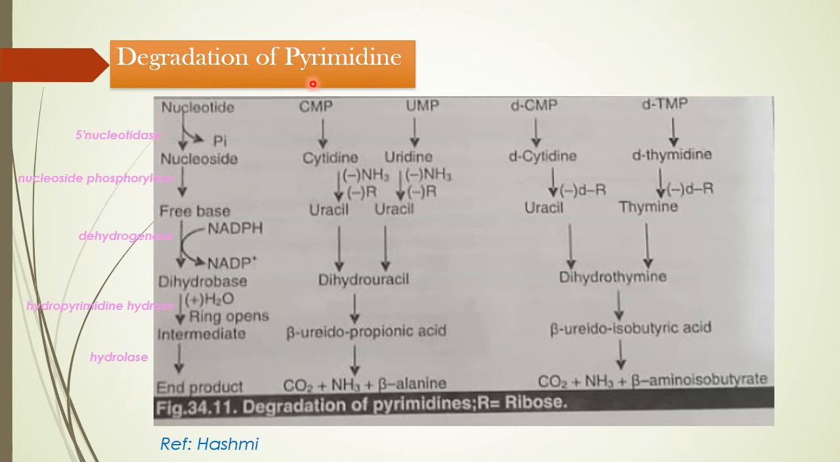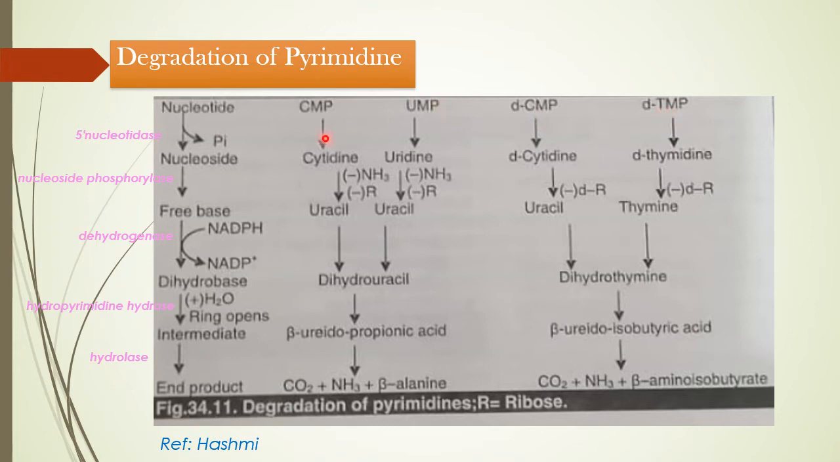Okay, this is the complete protocol for the degradation and breakdown of pyrimidine. Here is the general sequence for the pyrimidine nucleotide, and these are the specific pyrimidine nucleotides which can also undergo the same reactions and ultimately give you end products. So we start with CMP, UMP, dCMP and dTMP. CMP and UMP are found in RNA, dCMP and dTMP are found in DNA.